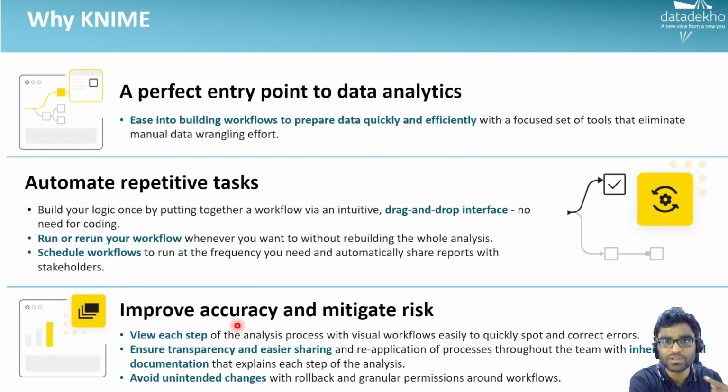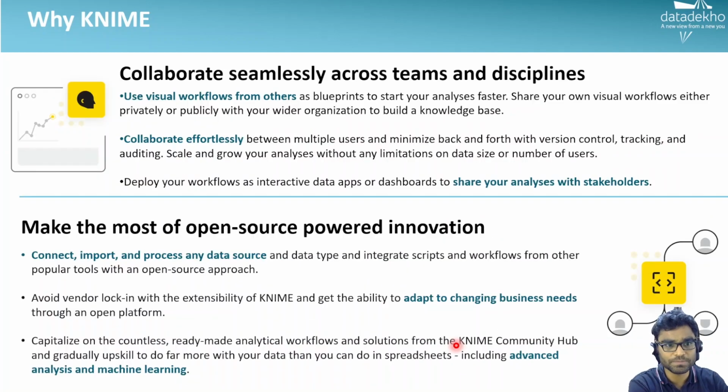So you can view each step, like after filter, okay, I need to join the table. After joining the table, I need to remove some rows, then I need to add some rows, and then I need to run the model. So you can view each and every step, and it ensures transparency, easier sharing and inherent visual documentation, because everything is there visually. So you can see what has been done after each step, and avoid unintended changes with rollback and granular control. You can roll back also if you think that something is not going right, then you can definitely roll back to the previous version.